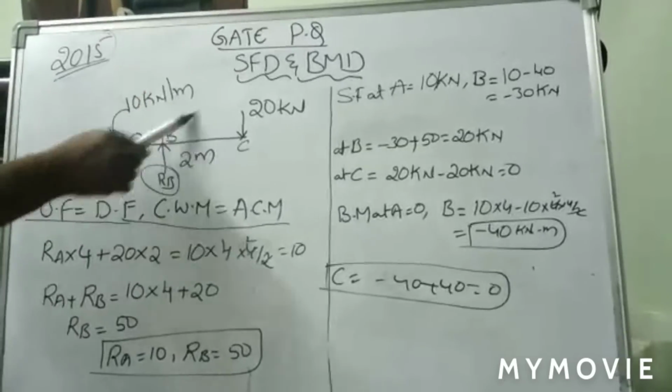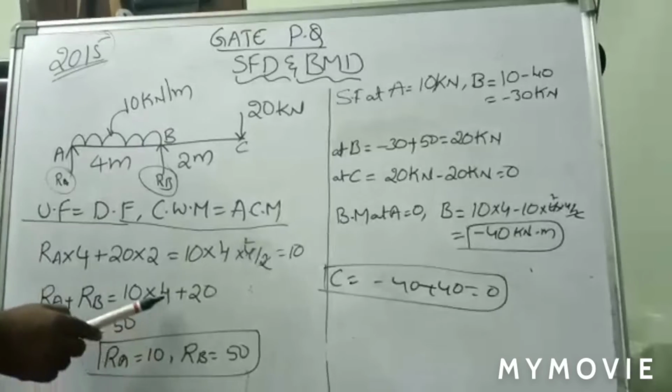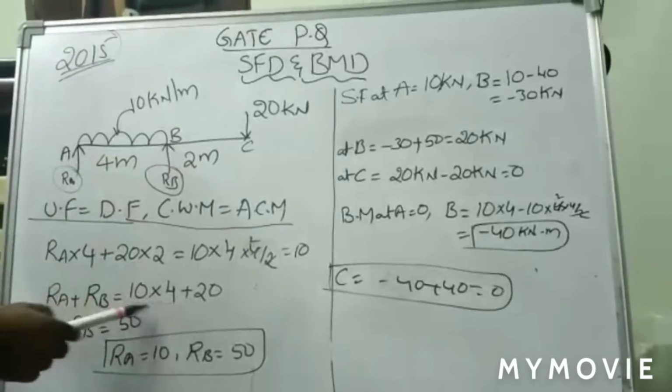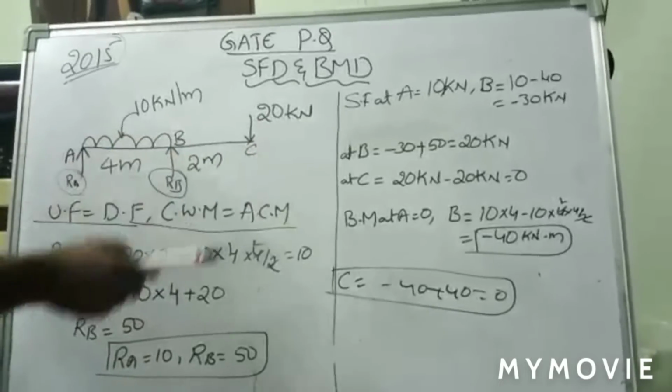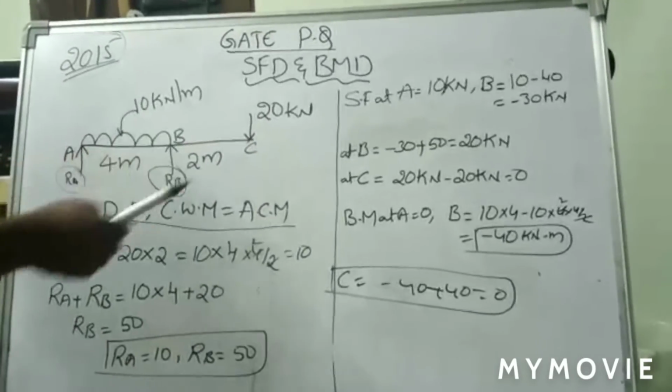The UDL should be converted to a point load. 10 kilonewton per meter into 4 meters, that is 40. Right, that is 40. Next, the downward force 20 kilonewtons. So calculate this value, and then clockwise moment equal to anti-clockwise moment.